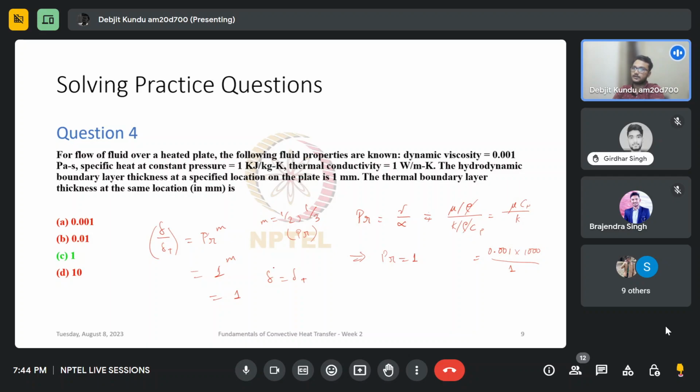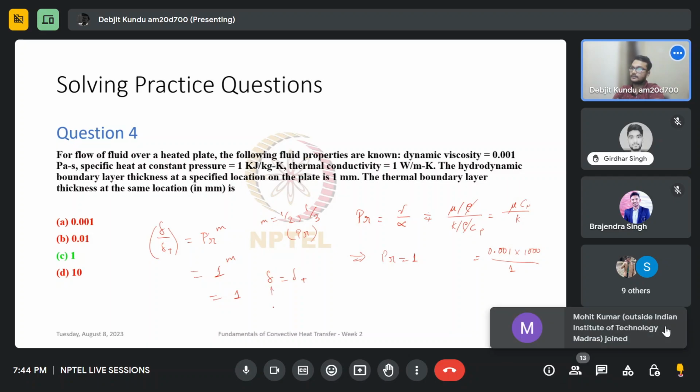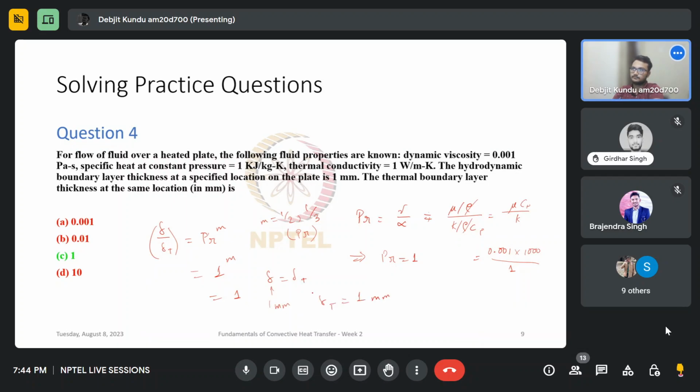Delta is given as 1 millimeter. As a result, delta T, the thermal boundary layer thickness, will also be 1 millimeter. Correct. Very good. So that's why option C would be the correct answer.